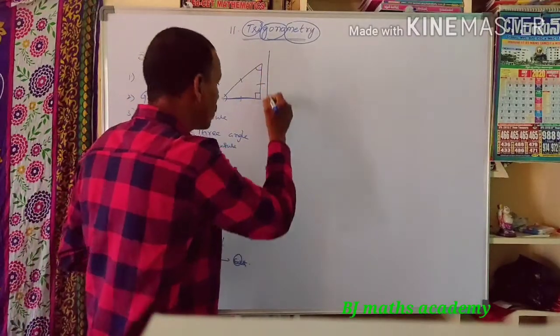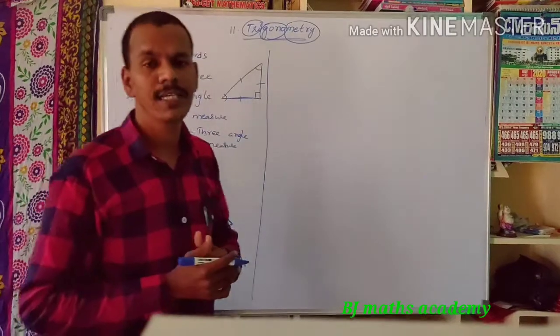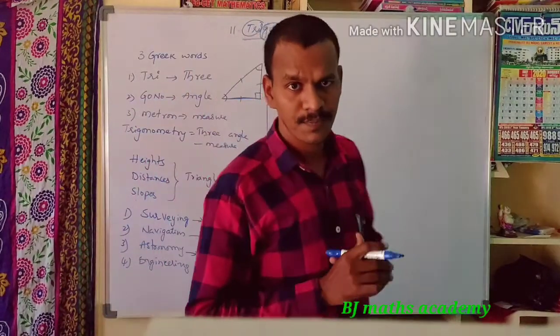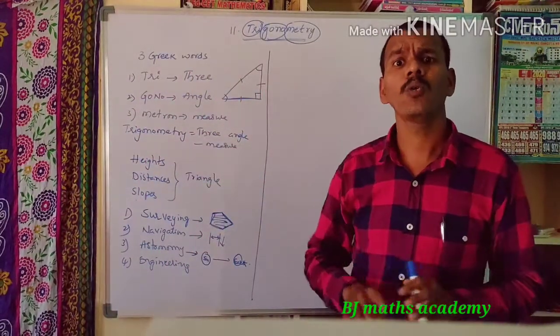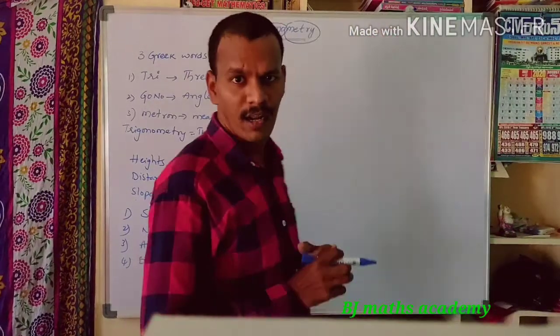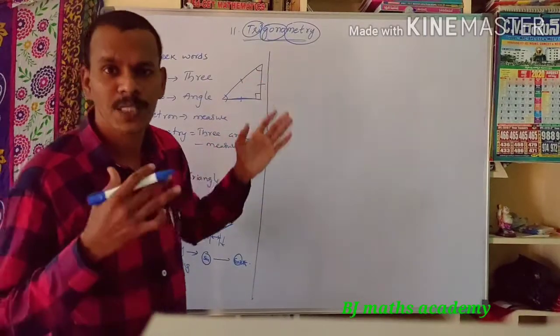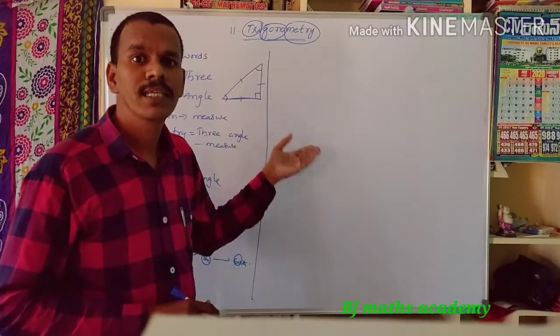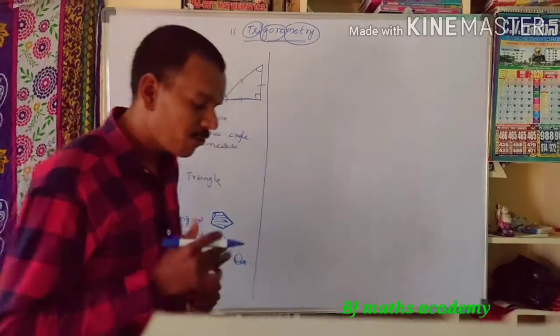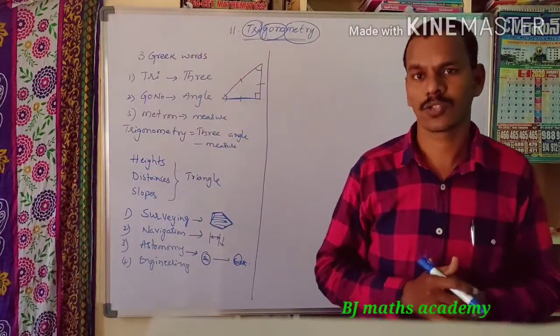Now, how do we remember the total chapter in our mind? In 10th class trigonometry we have to learn four topics. One is trigonometric ratios, the second is trigonometric ratios of some specific angles, the third is trigonometric identities, and the fourth is complementary angles of trigonometric ratios.